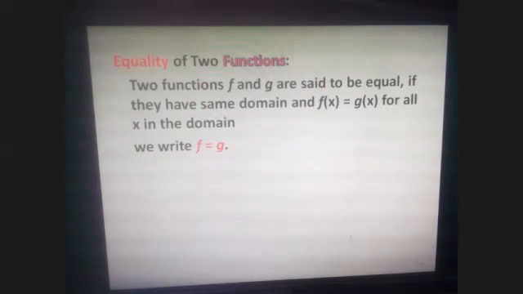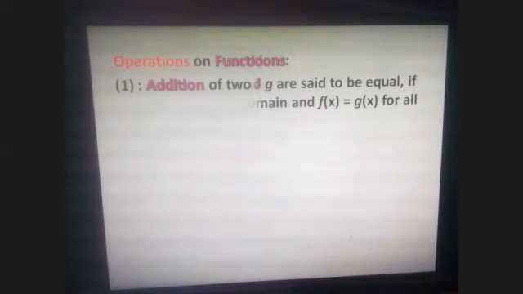Two functions f and g are equal if they have the same domain. Both f and g must have the same domain, and f(x) equals g(x) for all x in the domain. And we write f equal to g.